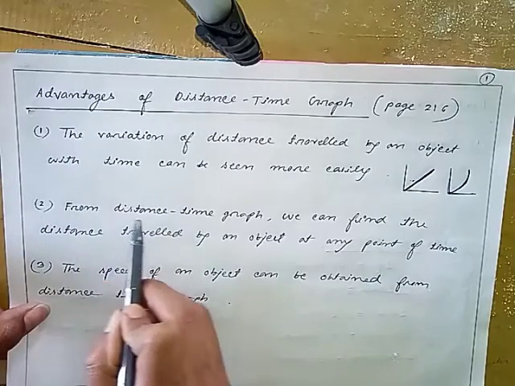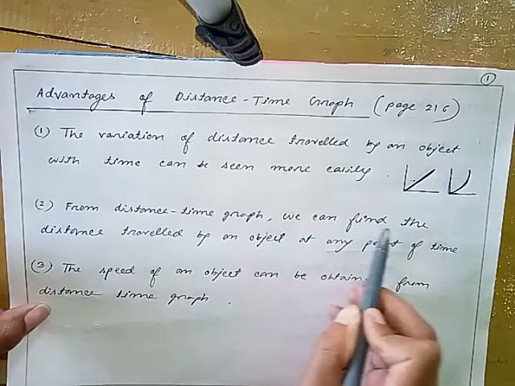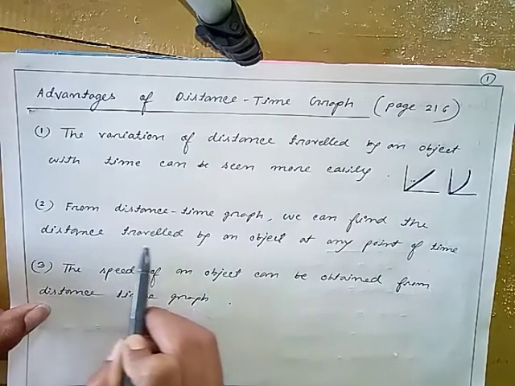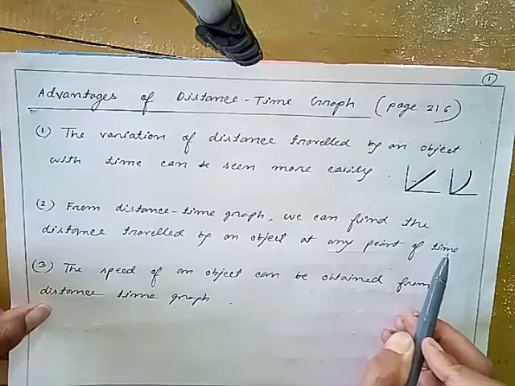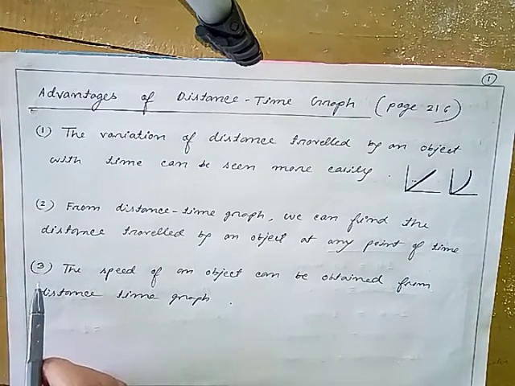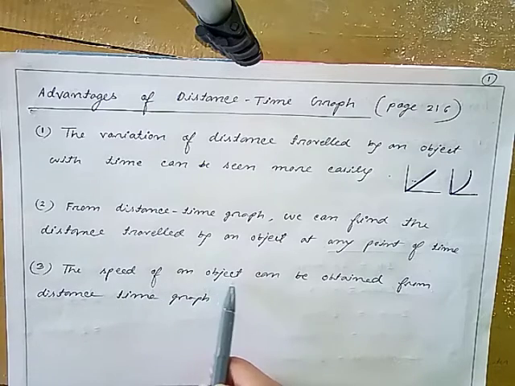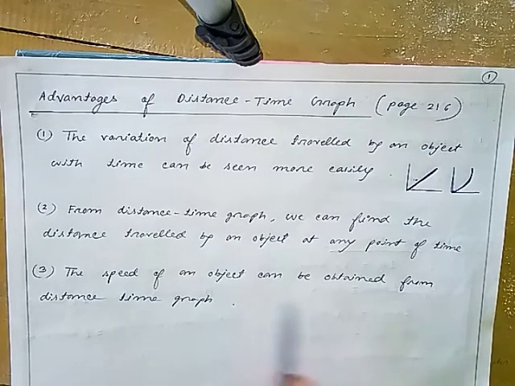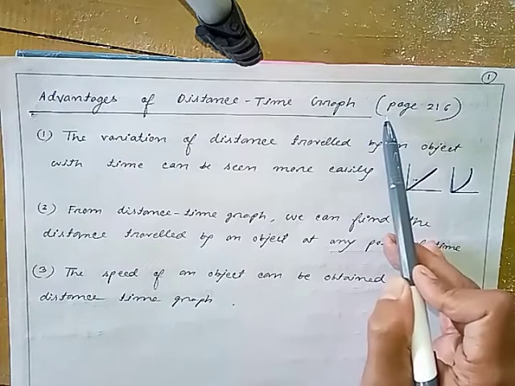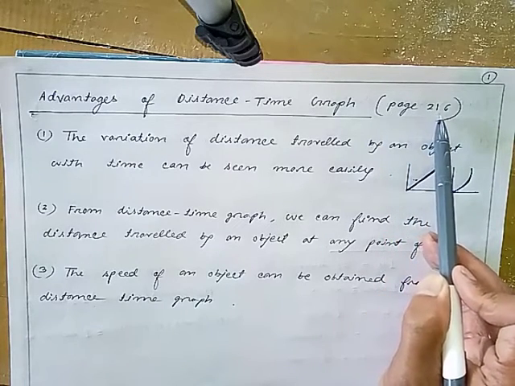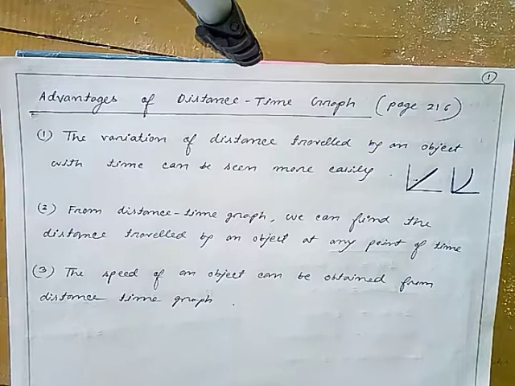Number 2, from distance time graph we can find the distance traveled by an object at any point of time. Number 3, the speed of an object can be obtained from distance time graph. So these are the 3 advantages of distance time graph. You can read in detail from page number 216.